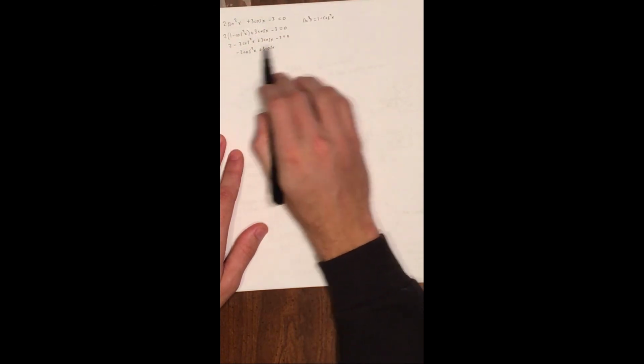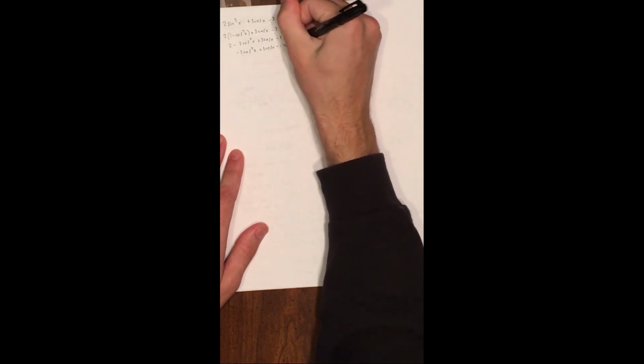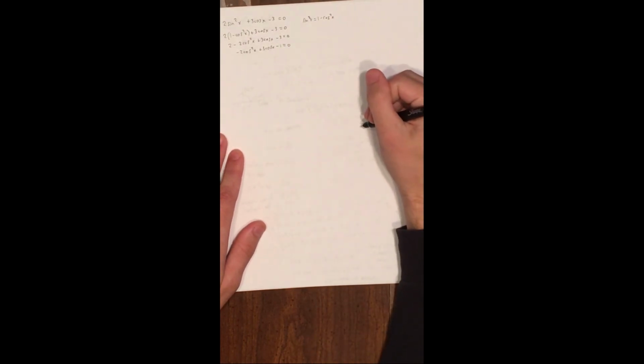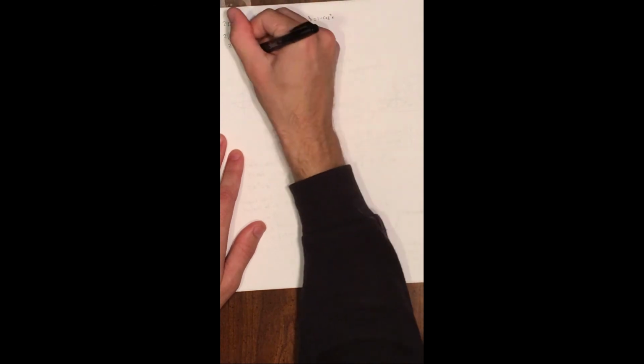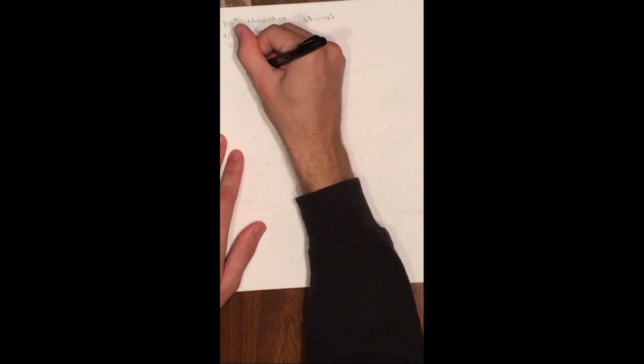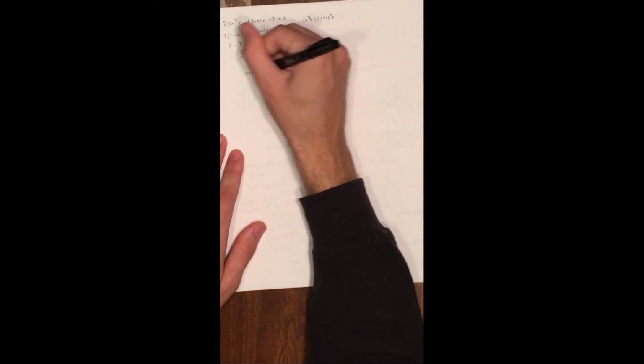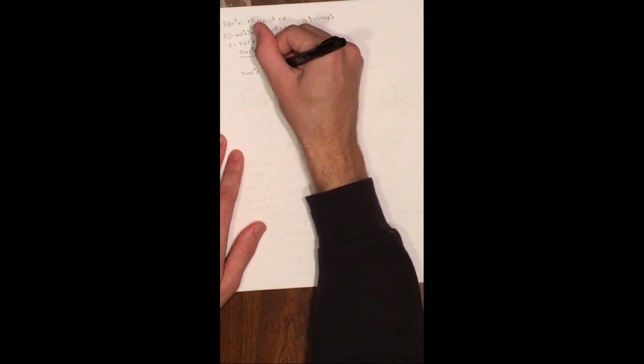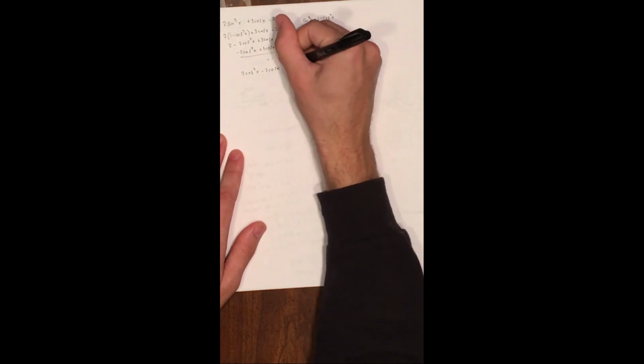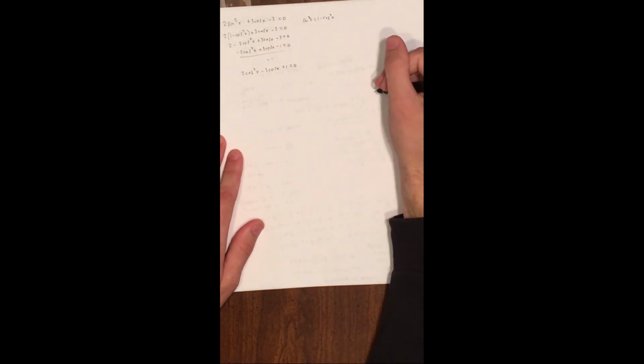Okay, more factoring. I don't like all these negatives, so for this one I'm going to divide both sides of the equation by negative 1. So we get 2 cosine squared of x minus 3 cosine of x plus 1 is equal to 0. Right? Dividing 0 by negative 1 isn't going to do anything to it, so we can do that.